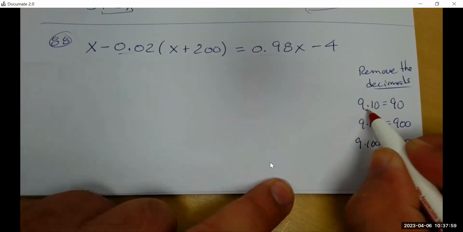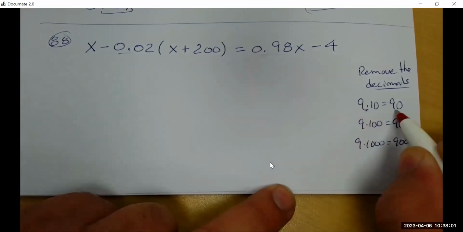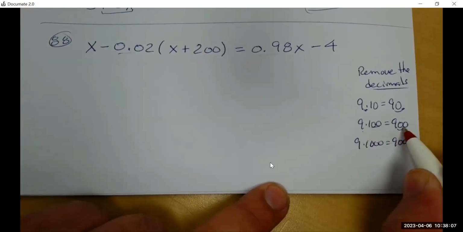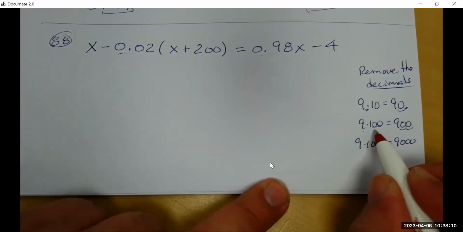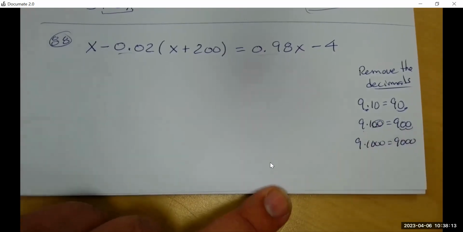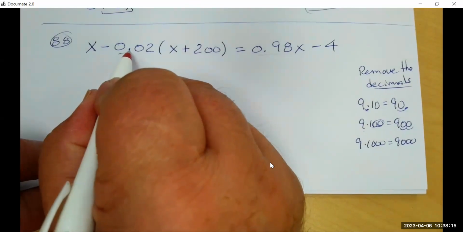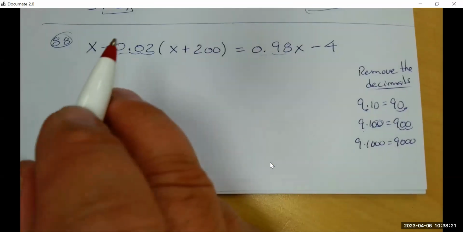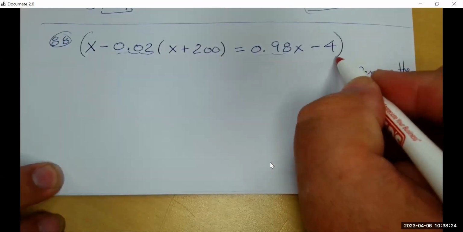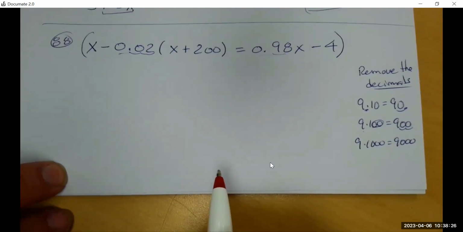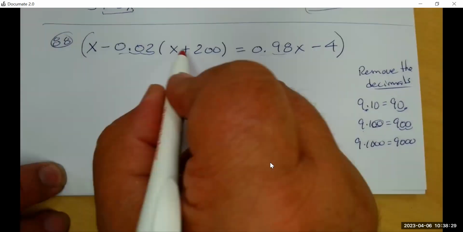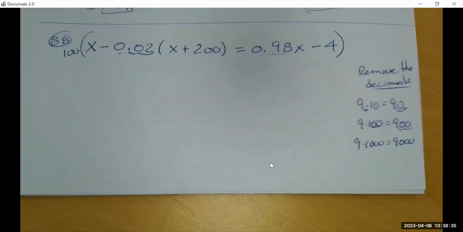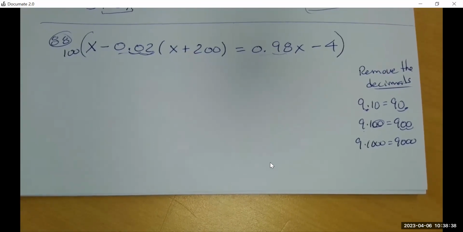Let's look at what happens to the decimal places. This is 9.0, right? Decimal's there. When I multiply by 10, I move it over one space. If I multiply by 100, I move it two spaces. So the number of zeros is the number of spaces I move. I have to move this one two spaces. So in order to get rid of the decimals, I have to multiply this entire equation by what number? I want to get rid of two decimal places. By 100, exactly.